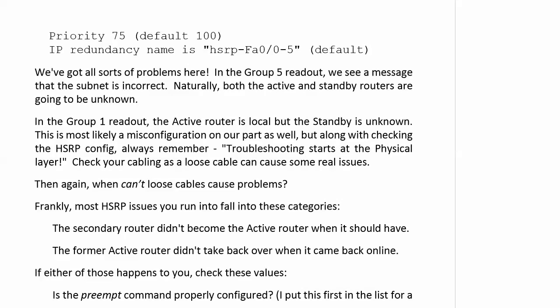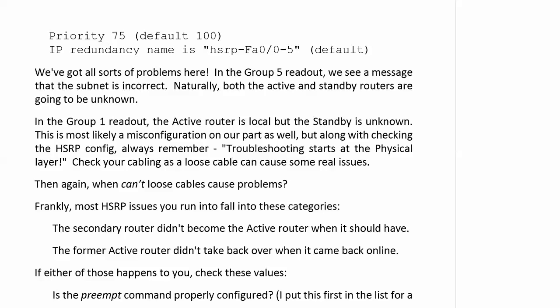Well, naturally, the active and standby router is going to be unknown if in the group 5 readout we're being told the subnet is incorrect. And that, of course, tells us what we need to correct right there. Well, in the group 1 readout, the active router is local, but the standby is unknown. And again, that could be a misconfig on our part as well. But along with checking the config, just remember to check your cables at the same time, because loose cables can cause all kinds of trouble.